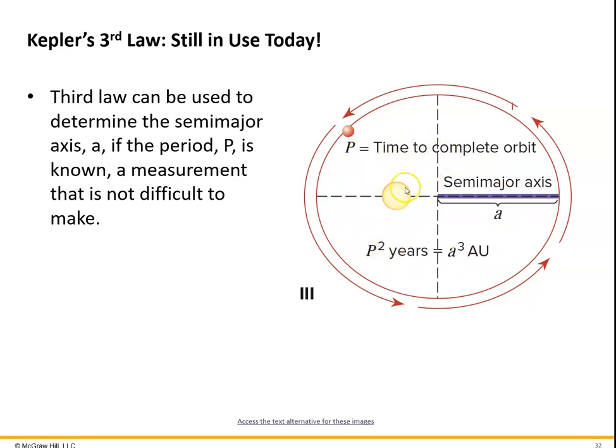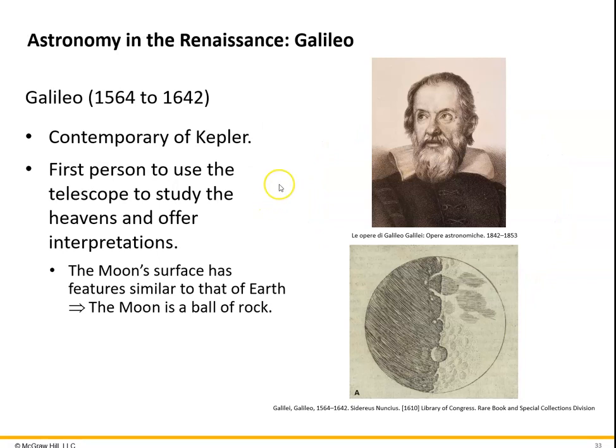But what if something's orbiting something else with a different mass? Then there's a universal law that you can derive from Kepler's third law. It's going to be called the modified version of Kepler's third law. And of course, the person who modifies it comes right after Galileo. Galileo is a contemporary of Kepler. They actually corresponded with each other. I don't believe they ever met.